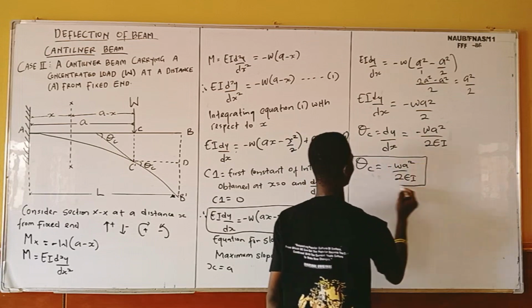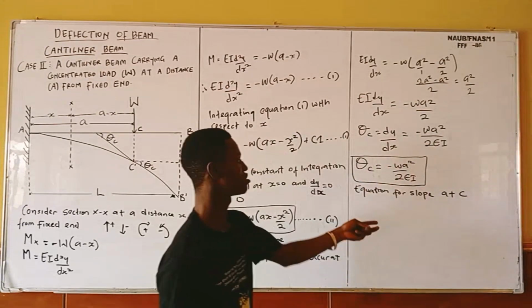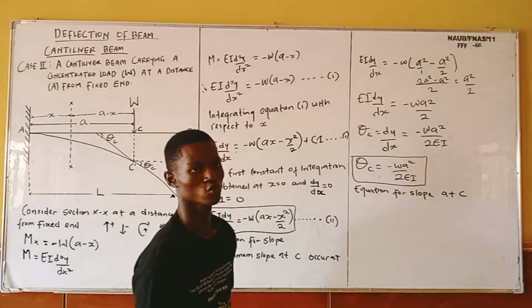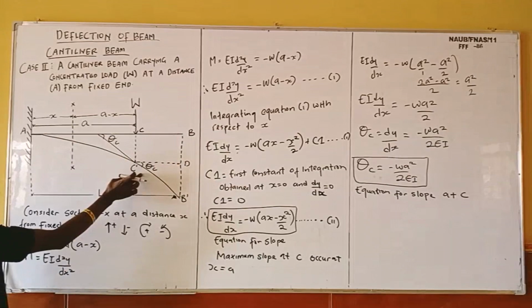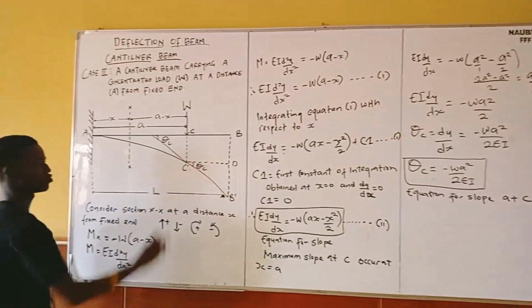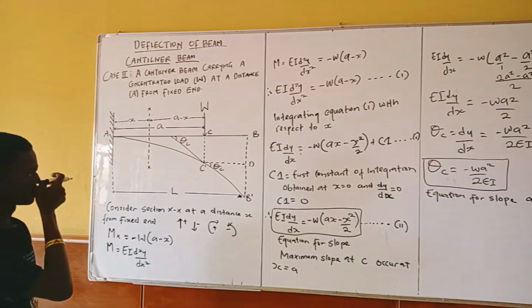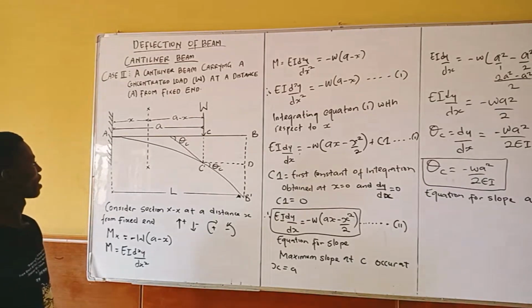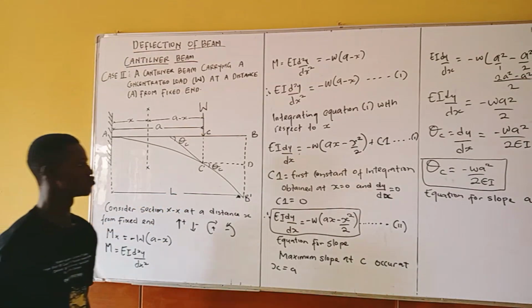So this equation now is our equation for slope at C. So now we have already found the equation for the maximum slope at C. In this case, what is next for us is to find the deflection at point C, at point D, and at any section of the beam.